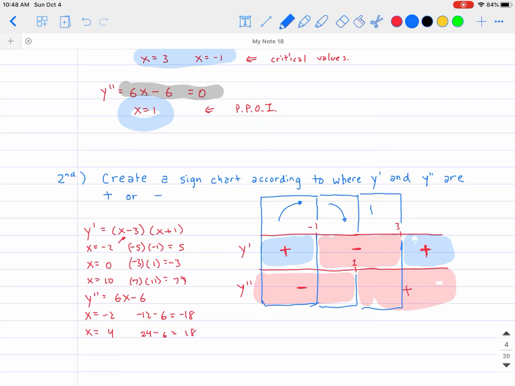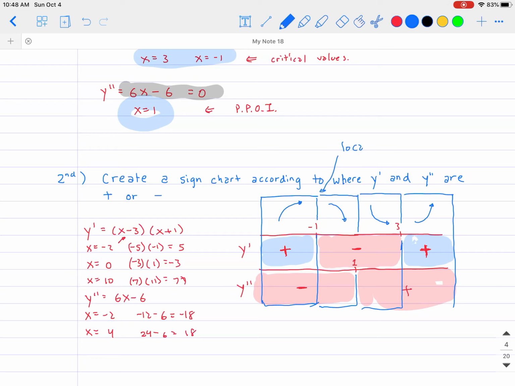Here you'll notice that y prime is negative, and then y double prime is positive. So that means that you're going to be decreasing concave up, and it looks something like this. And finally, afterwards, for everything that's greater than 3, y prime is greater than 0, and then y double prime is greater than 0. So that means that your curve is going to look something like this then.